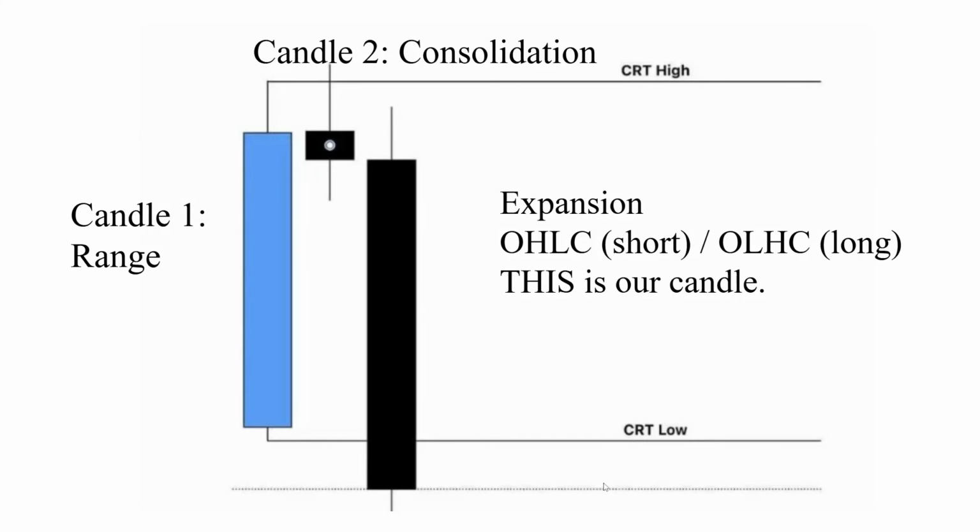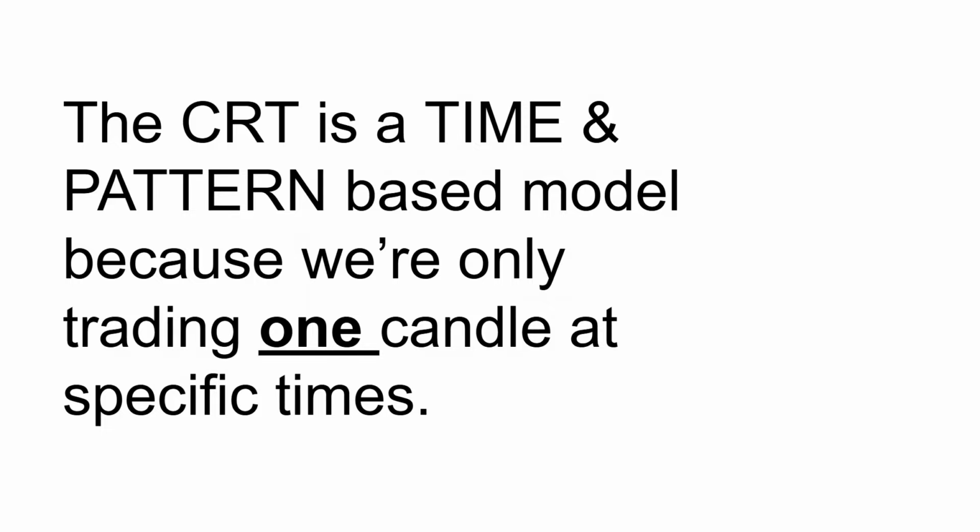So we have to remember that we're dealing with a basic three candle pattern: the range candle, consolidation candle, and the expansion candle. This expansion candle needs to be our primary focus. We need to be laser focused on how this candle behaves, because the candle range theory is a time and pattern based model. We're only trading one candle at specific times of day, be it on the 4 hour, daily, or 8 hour chart.